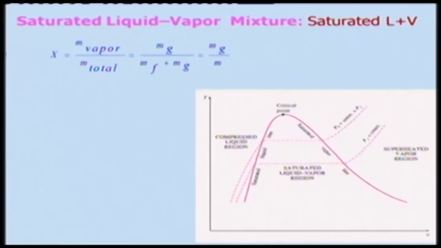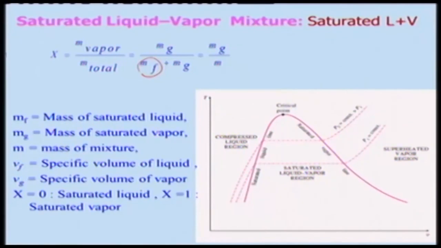And let us look at the saturated liquid and vapor mixtures, because, as I told, we will be interested in how to handle them. So, we will define a quantity which I call x, that is nothing but the mass of the vapor divided by the total mass. Total mass means mass of the liquid plus mass of the gas or vapor, right. So, this we call the quality.